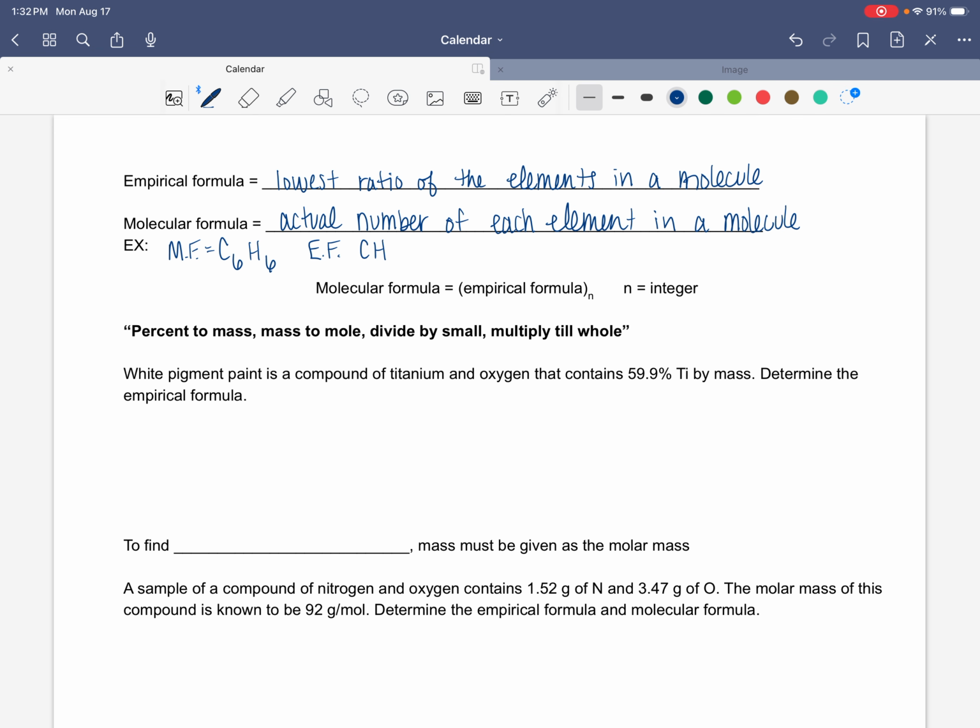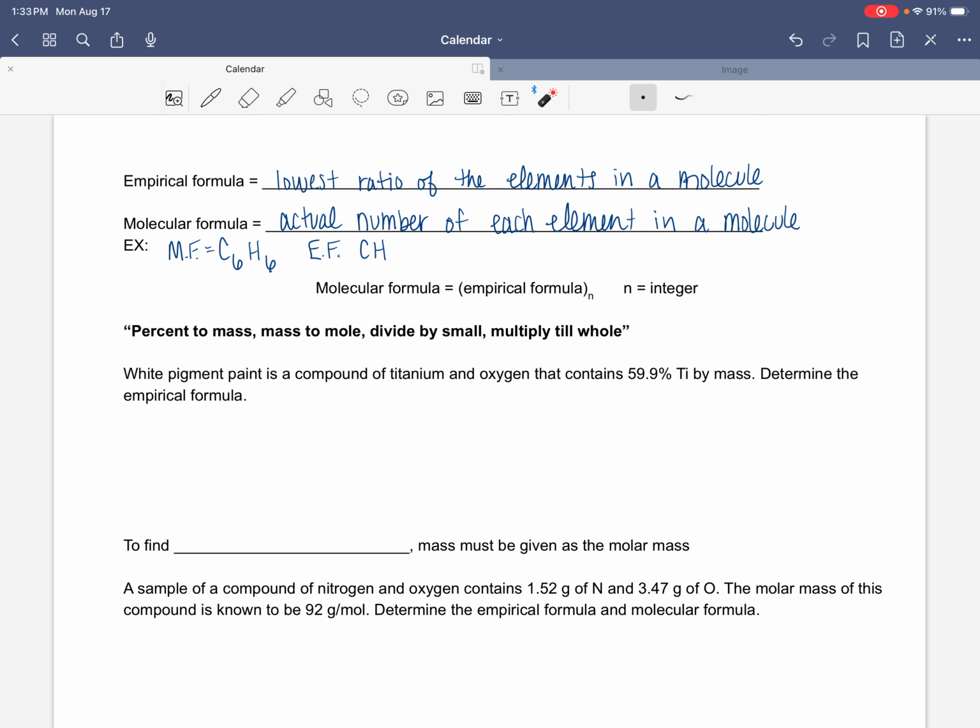So we're going to go through the steps on how to first find the empirical formula, and then from there determine the molecular formula based on the given molar mass of the compound. This phrase here I'm going to say quite often, and it's one that you should memorize. It helps you walk through the steps and know what step to move on to in order to determine the empirical formula. It's: percent to mass, mass to mole, divide by small, multiply to whole.